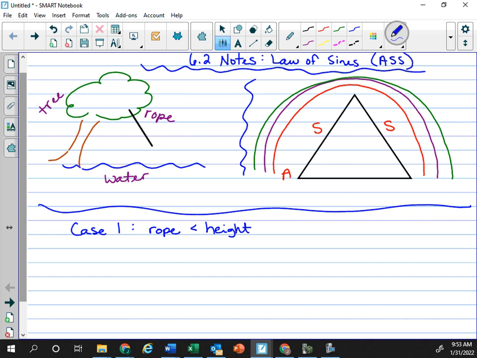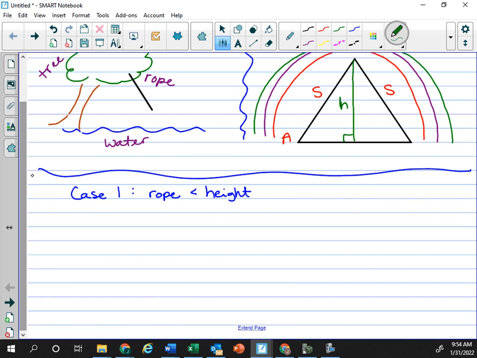When I talk about the height of a triangle, what am I talking about? Yeah, what do you think? From the top to the bottom. Exactly. It's that perpendicular piece. We'll put it in here in green. That right there makes a right angle with the opposite side. That is your height. Okay? It's not one of the sides of the triangle. It's its own little measurement you can find. So let me draw for you what I mean here with rope being less than height.